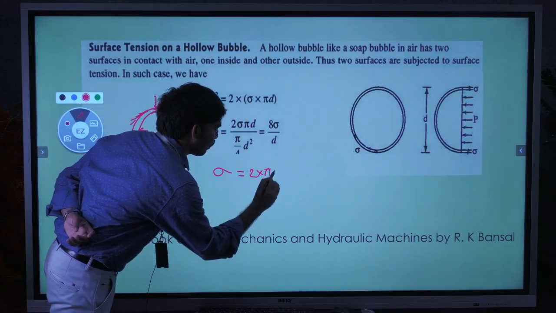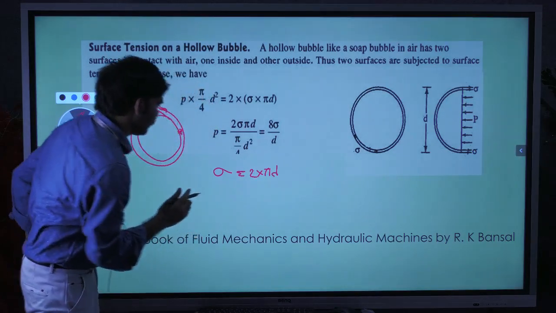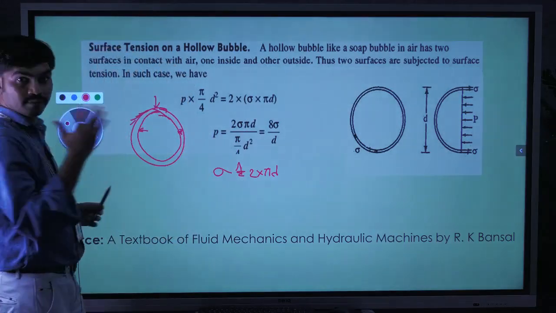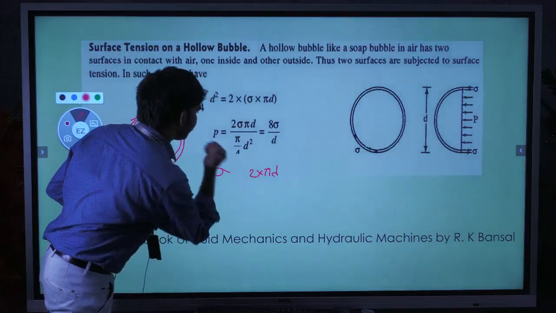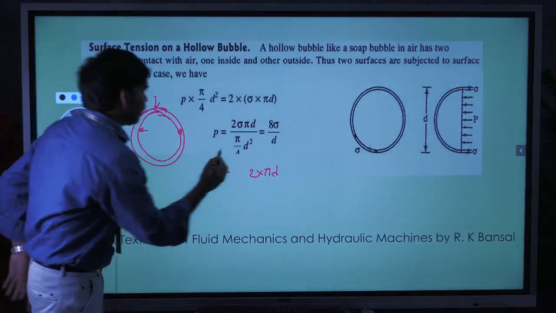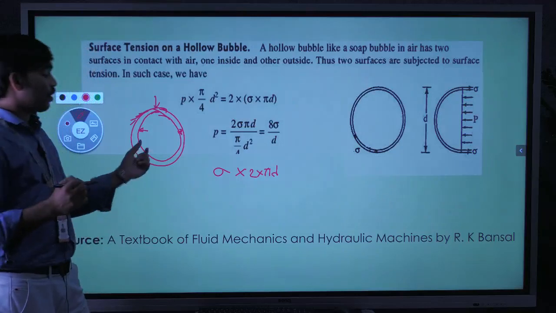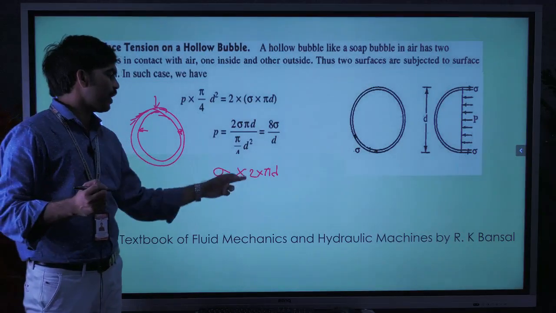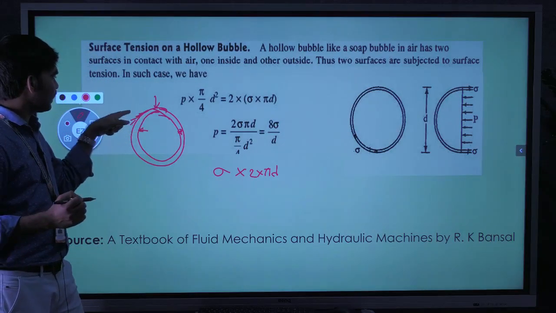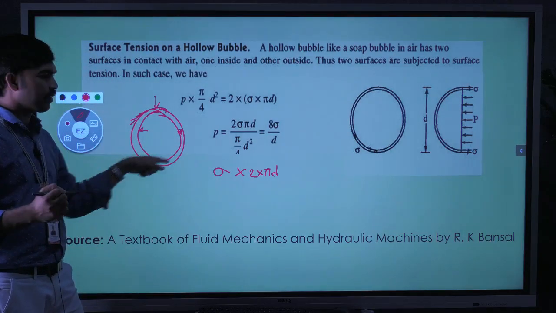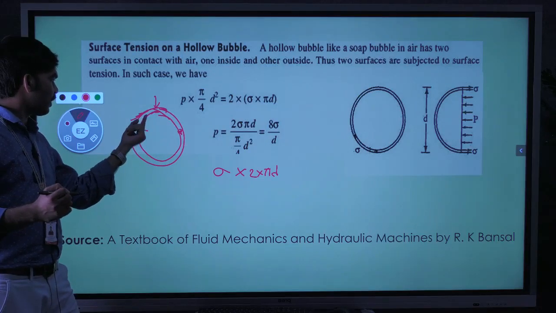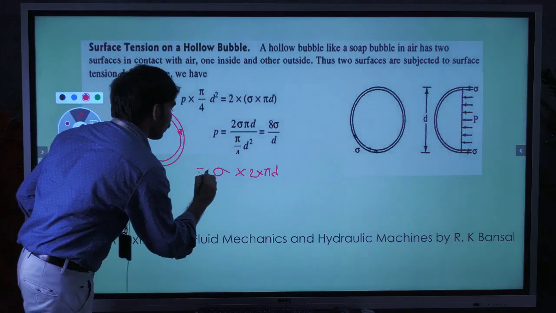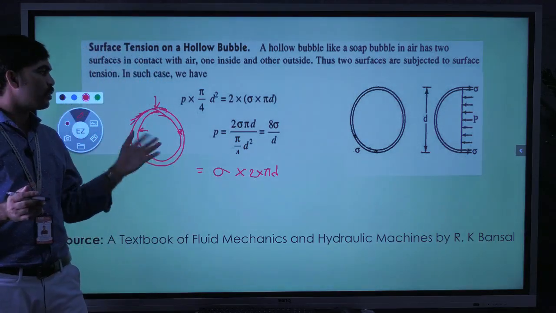2 into pi d. Sigma is equal to... So this is the total surface tension acting on the soap bubble, sigma into 2 pi d. Why 2 pi d? Because there are two surfaces. This is in contact with the atmosphere, and this is also in contact with the atmosphere. The liquid molecules in contact with the air will have a surface tension. So 2 times. This is the total tensile force acting on the soap bubble.